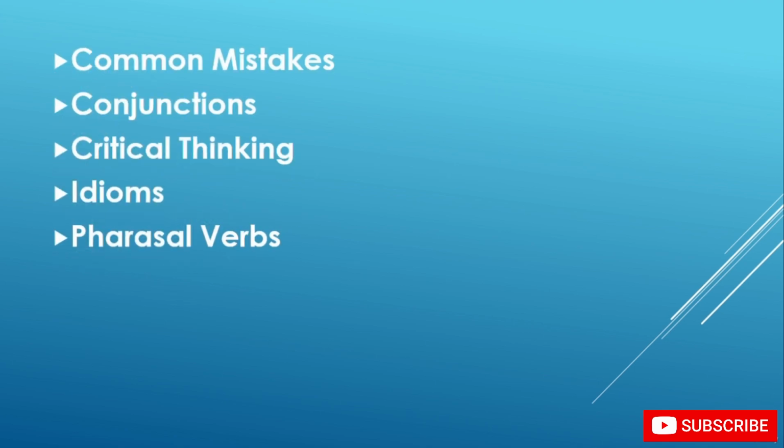In this course, there are lessons about common mistakes so that you will be able to avoid making those mistakes. And those mistakes are related to grammar, punctuation, and vocabulary. So the fewer mistakes you make, the higher score you will get. There is going to be a lesson about conjunctions, so you will have a better understanding about how to connect your ideas. There will be a lesson about critical thinking, so that you will be able to generate new ideas easily for your essays. And there are some lessons related to idioms and phrasal verbs, so that you will be able to decorate your essays with beautiful expressions that will help you get a higher score.